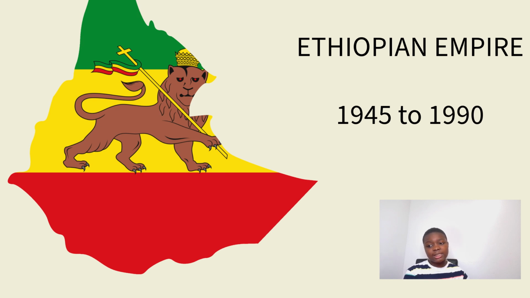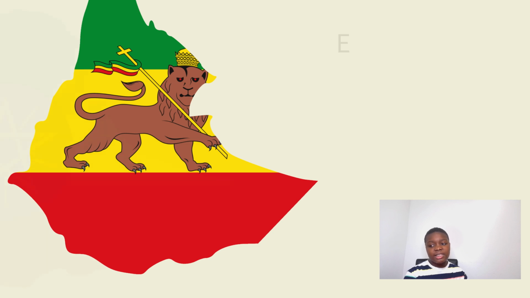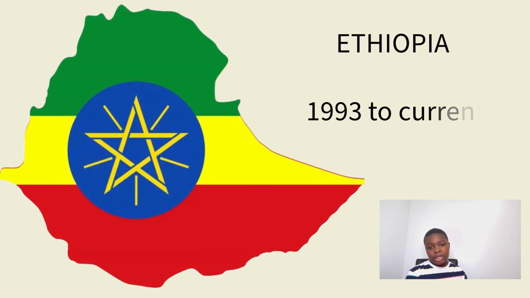Next one is Ethiopia. The Ethiopian Empire lasted from 1945 to 1990. And 1993 to current is the normal Ethiopia.